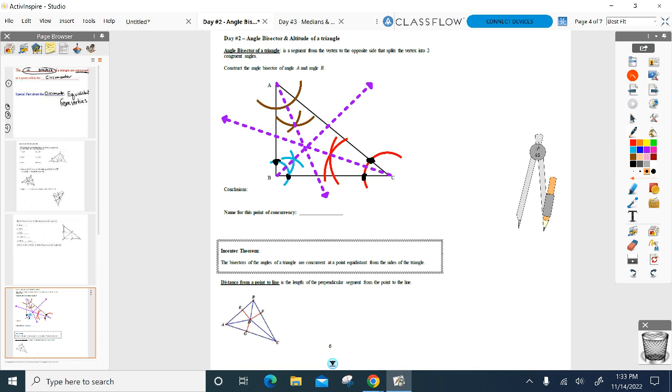And I know compasses shake a little, but I'm hoping that all 3 of your angle bisectors intersect at the same point, or at least you have maybe a tiny, tiny triangle as a space opening. It should not be a huge triangle, but it should be right around where the points of intersection are.